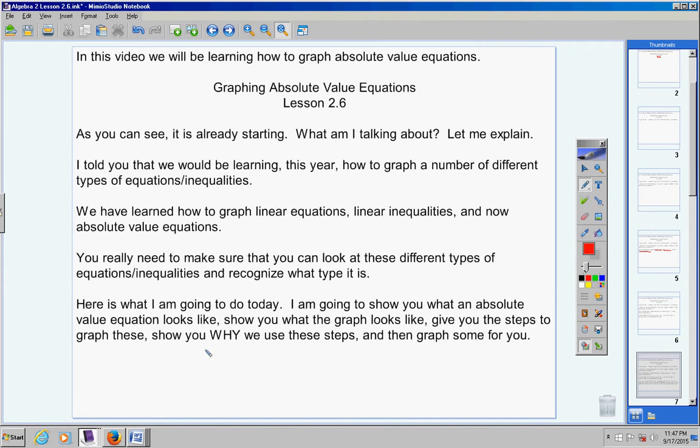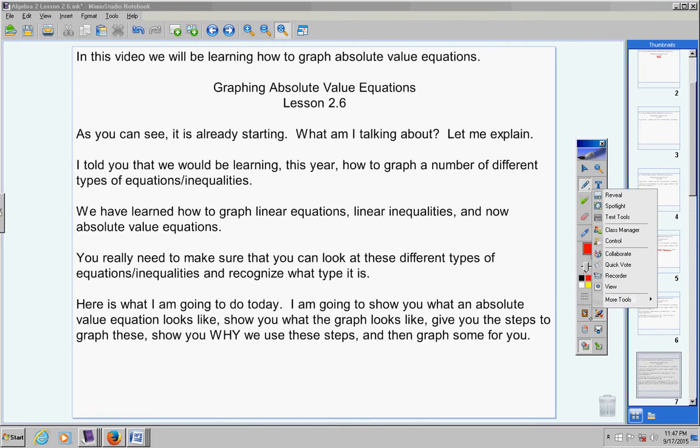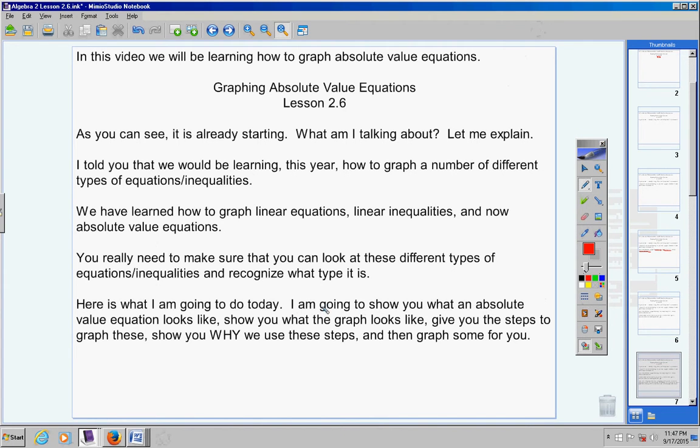Here's what I'm going to do today. So here's a little bit of a schedule. I'm first going to show you what an absolute value equation looks like. Then I'm going to show you what the graph looks like. Then I'm going to give you the steps to graph these. I'm going to show you why we use these steps, and then I'm going to graph some for you, okay? So let's jump right into this.